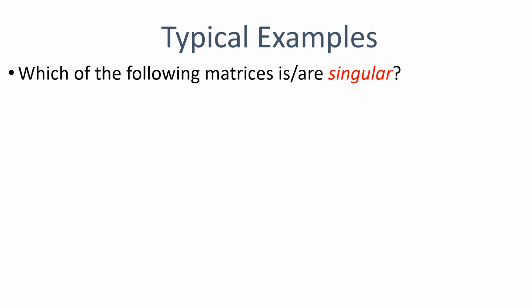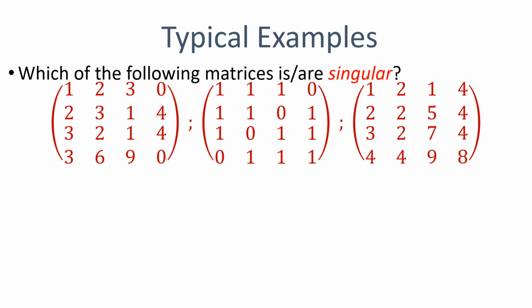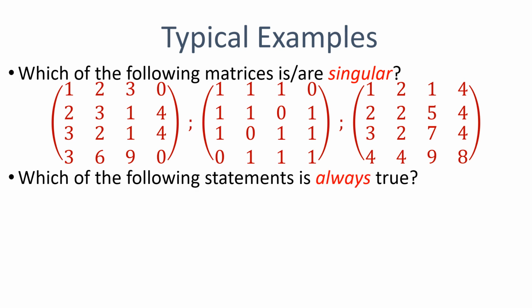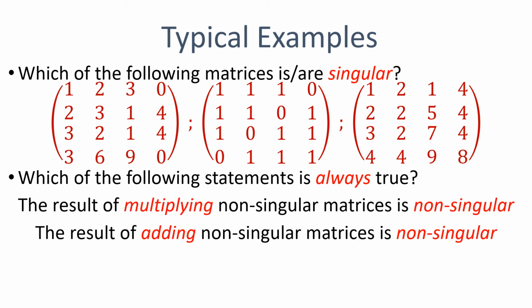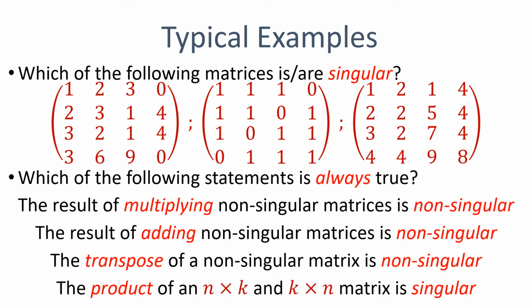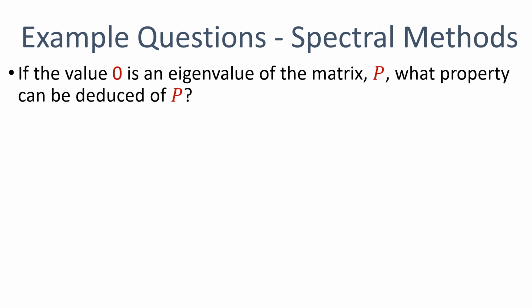Again, typical example questions you might see, you might be given a number of matrices and you're asked to say which of those matrices is singular, which of those matrices is non-singular. You may be given a collection of statements, some of which are true, some of which are false, and asked to decide between them. So for example, these four statements, two of those statements are always true, two of those statements are sometimes false.